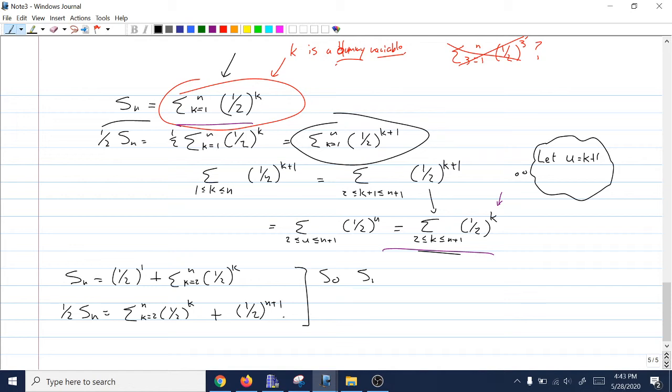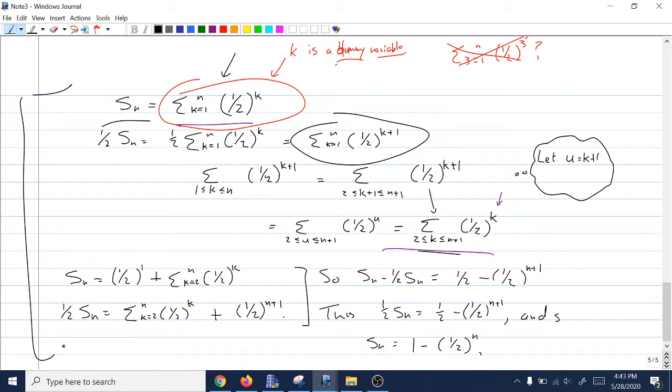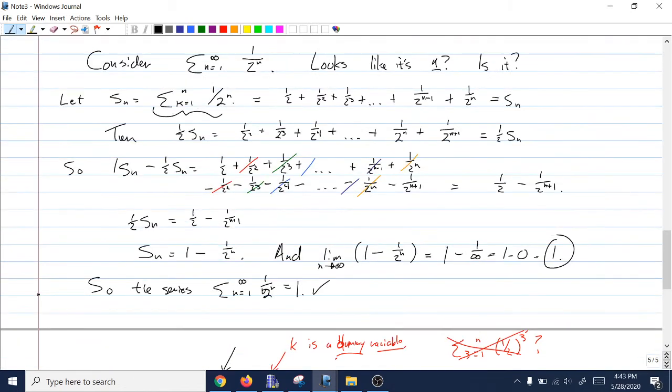So, Sn minus 1/2 Sn is going to be this minus this. Those things cancel. This is a way of canceling all those middle terms without using a dot dot dot. It is 1/2 minus 1/2 to the n plus 1. Thus, half Sn is 1/2 minus 1/2 to the n plus 1, and so Sn is 1 minus 1/2 to the n. This is a way of doing that without a dot dot dot, is the point I was trying to make.